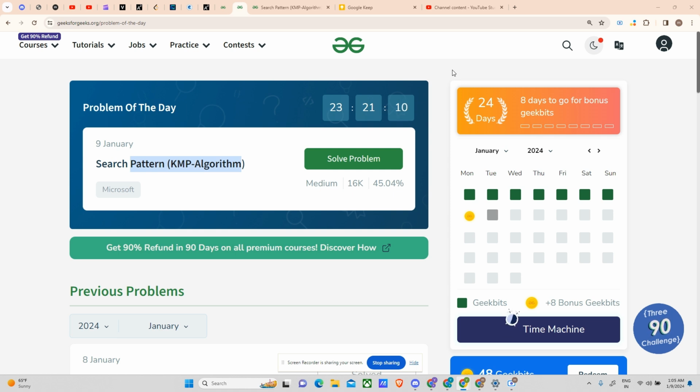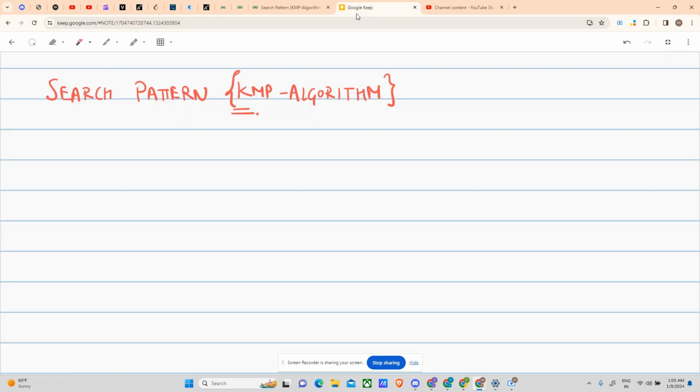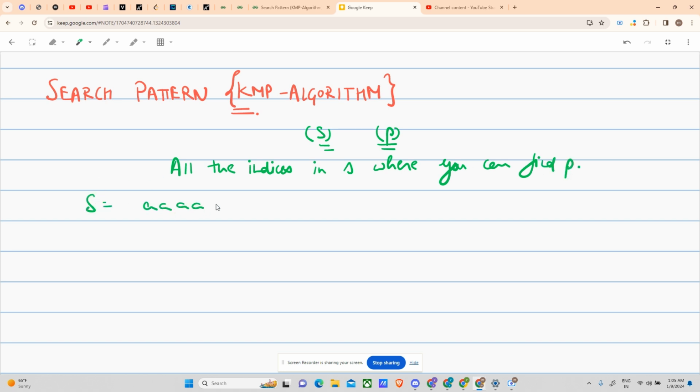So as you can see, it's the 25th day of solving the GFG POTDs. Today's problem is search pattern through the KMP algorithm. Search pattern means that you have been given a string S and a pattern P. You have to tell all the indices in S where you can find P. Suppose your S is 5 times A, B, and your P is 4 times A. Sorry, I have drawn an extra A here. You can see that 4 times A is coming once at the 0th index and a second time at the first index, and this is your only answer.